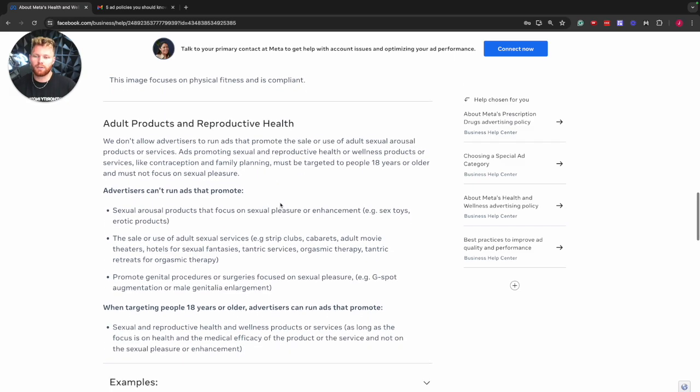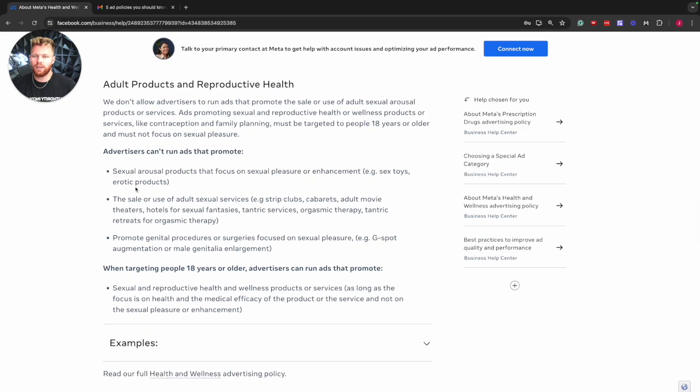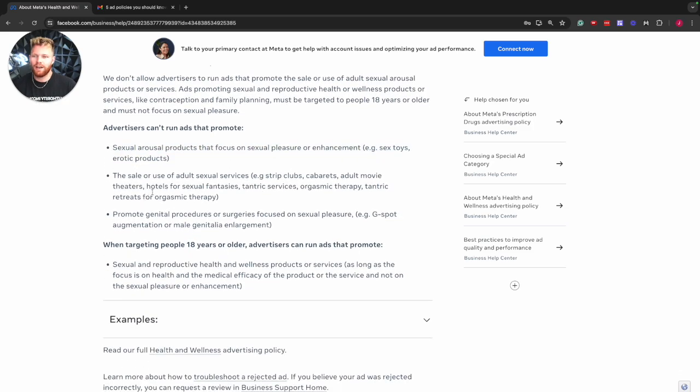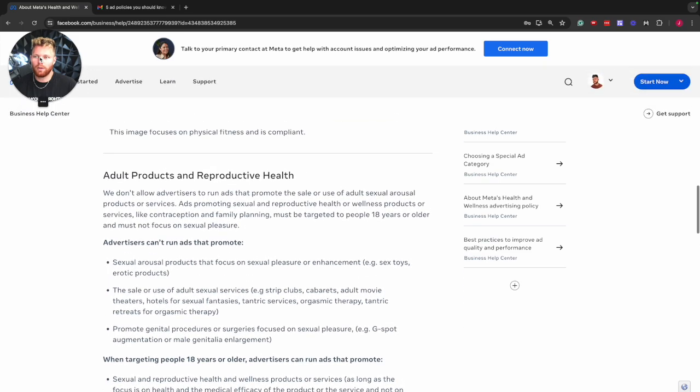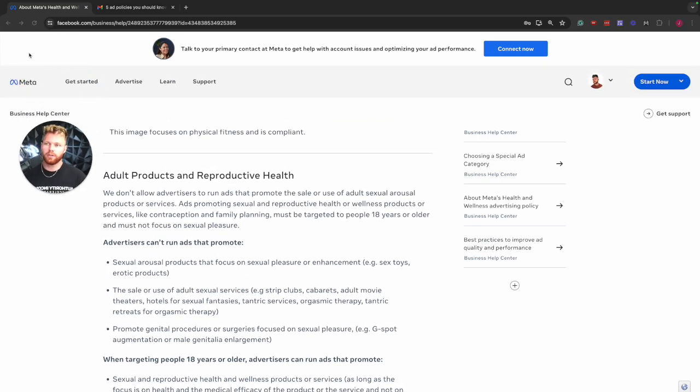But the main things I want to focus on is you also have to make sure clearly you're not going any sexual routes, like sex toys or any sexual services. That's why OnlyFans can't promote on ads as well. But there's a whole document where you can read a little bit more.